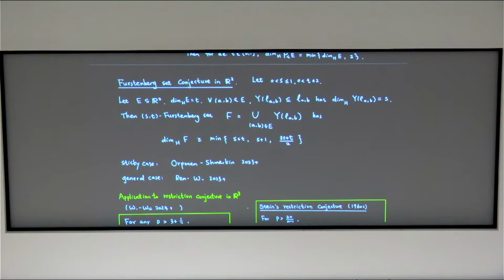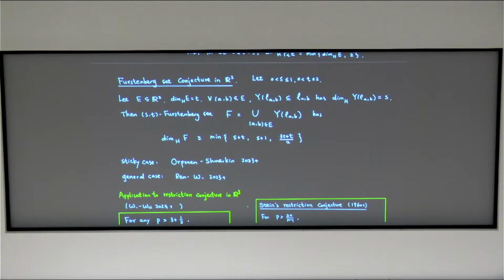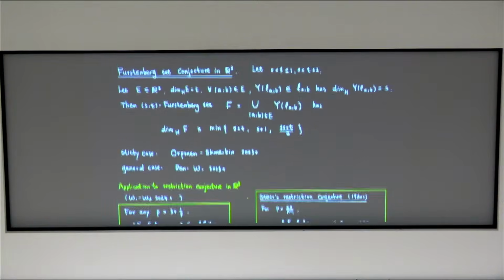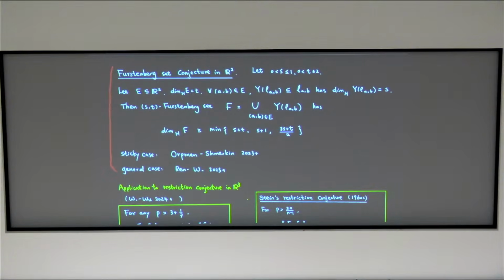Since we only have a subset of lines, we cannot expect the bound to be as good as before. But here is the conjecture based on some lattice example. This conjecture was proved by, first the sticky case by Orponen and Shmerkin, and then very soon after the general case was proved by Kevin Ren and myself. So this Furstenberg set problem is more general than the Kakeya problem, but why do we care about this more general setting?